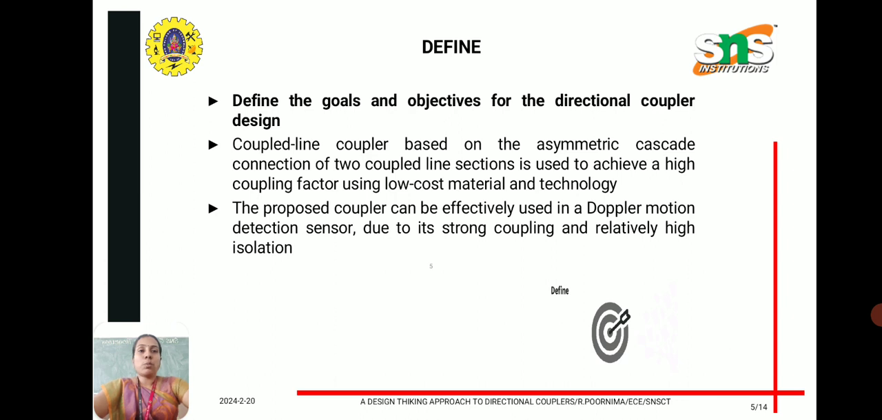Based on our problem statement, we are going to define some goals and objectives for the directional coupler design. A coupled line coupler based on the asymmetric cascade connection of two coupled line sections will be used to achieve a high coupling factor using low cost material and technology. This proposed coupler can be used in a Doppler motion detection sensor due to its strong coupling and relatively high isolation. So this will be used in accurate receiver circuits where we can detect the signals easily.